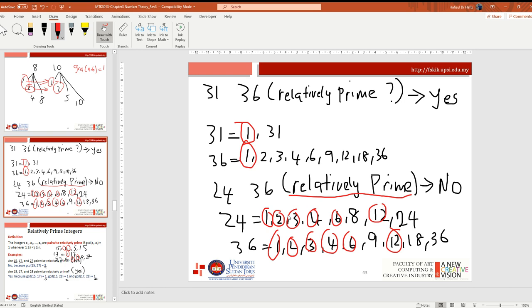Okay, 24. 1, 2, 3, 6. 6 is not prime. 1, 2, 3. This one is also 1, 2, 3. The GCD of 24 and 36 is 3. They are not relatively prime.